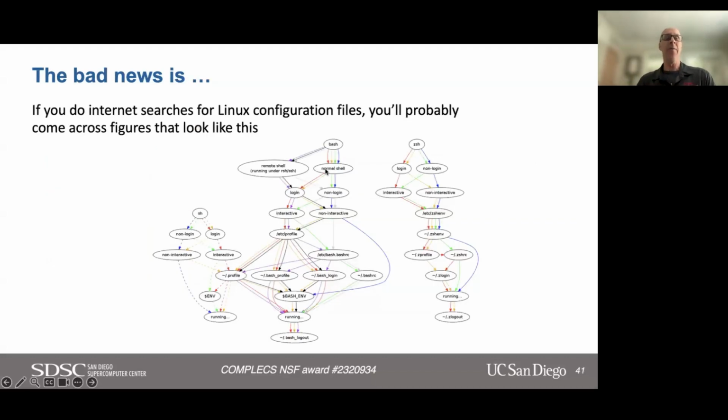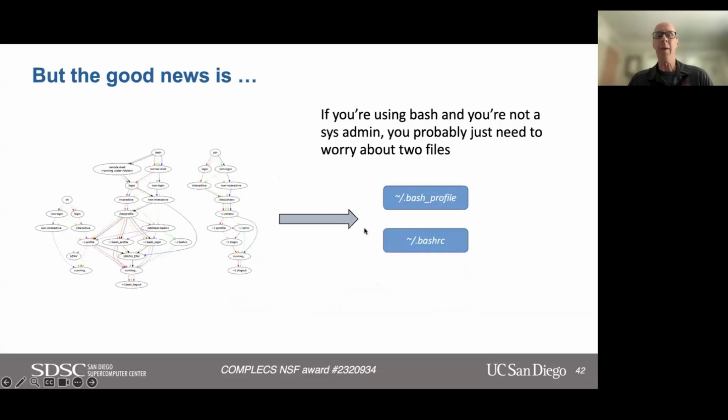Now, the bad news is if you do internet searches looking for information about the relationship between the Linux configuration files, you'll probably come across figures that look like this. It's a little overwhelming. But the good news is if you're using bash, which is the standard Linux shell nowadays, it's going to be your default when you log on to any of the allocated resources, you're probably just going to need to worry about two files, .bash_profile and .bashrc.